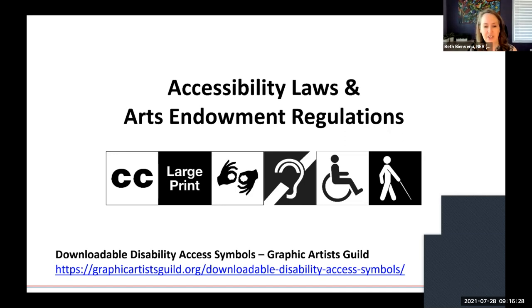They represent closed captioning, large print, sign language, assisted listening, the universal symbol for wheelchair access, and a symbol for a person with a white cane, a symbol for access for people with vision disabilities. And we're sending out the links afterward, and we'll have the link to the Graphic Artists Guild's downloadable disability access symbols, which are very useful. You can put them in your programs. You can put them in signage to indicate what table to go to get your assisted listening devices, various things like that.